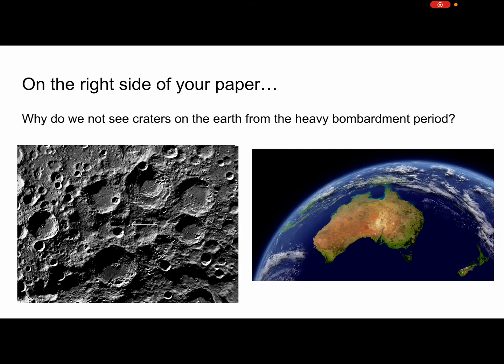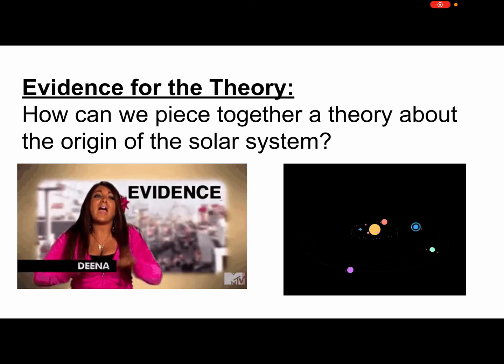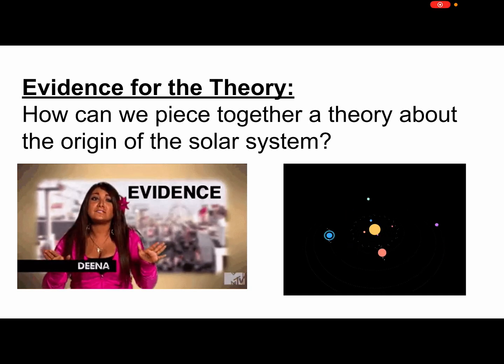So on the right side of your paper, why do we not see craters on the Earth from the heavy bombardment period? We can see it on the moon, but we don't see it on the planet Earth. So think about that for a second. Why would we see evidence of that on the moon, but not on the planet Earth? Okay, next time we're going to jump into the evidence that supports these ideas. If you have any questions, you can reach out to me, and I will see you on Monday.